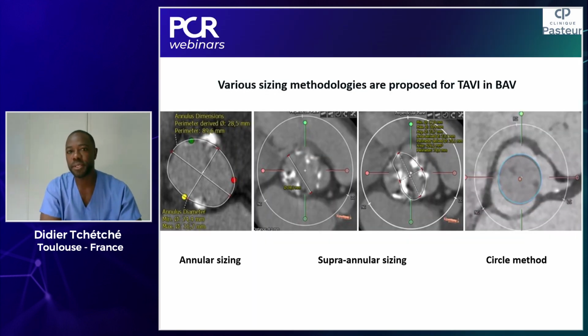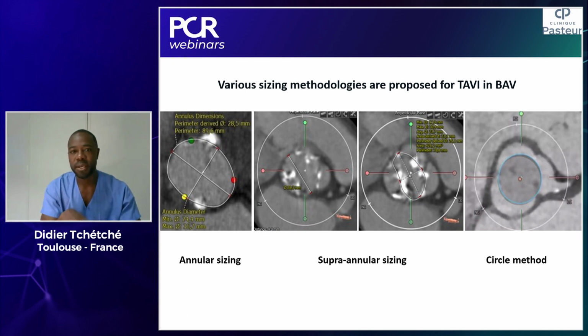So as you can see, CT scan and MSCT is really the gold standard, as is the case even for tricuspid aortic valves. Apart from selecting the patient, it is the gold standard to size the patient. And we have gathered a lot of experience throughout the last 5 to 10 years in understanding the way to size bicuspid aortic valves, slightly differently as compared to tricuspid aortic valves.